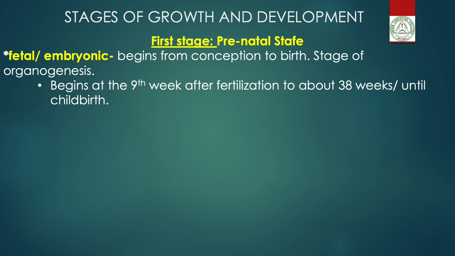Always remember that the start of the fetal period is from the 9th week after fertilization up to the 38th week or until the child is already born. So when the child or the fetus is already 9 weeks old and is still inside the womb of the mother, the unborn child is basically termed as the fetus.